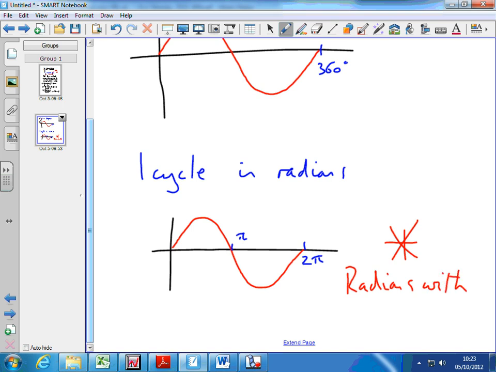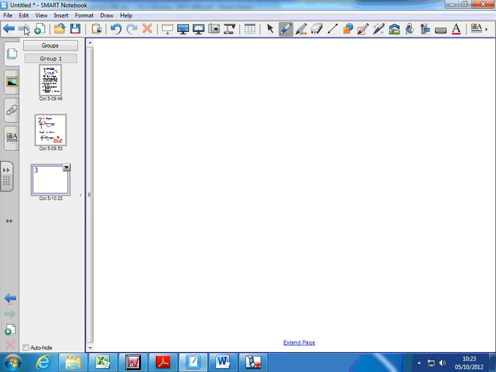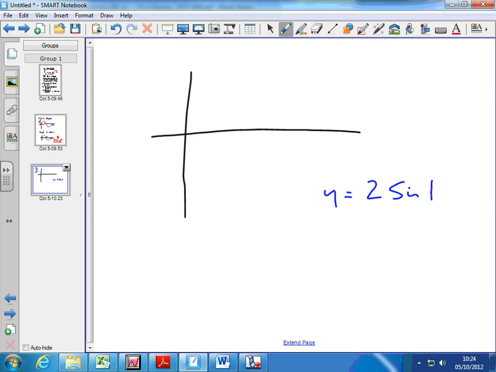So from now on, when you investigate the wave function on Autograph, it needs to be in radians, okay? So if I now sketch this, and I want to sketch y equals 2 sine 1x, in terms of radians, what would I sketch?